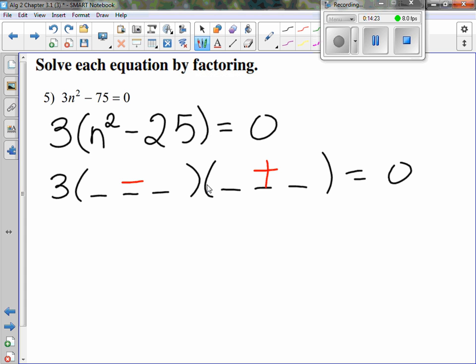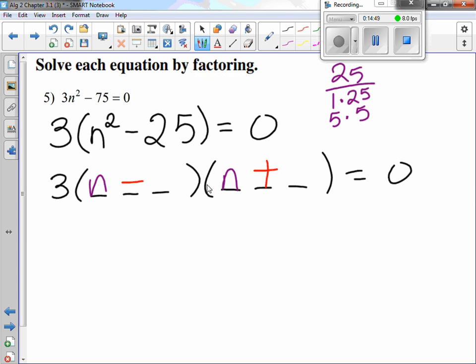What are the factors of n squared? Well, n and n. We only have one choice, yes? How about 25? 1 times 25 and what? 5 times 5. We have these two here. Yes? What do we think? 1 and 25 or 5 and 5? Let's try 5 and 5.